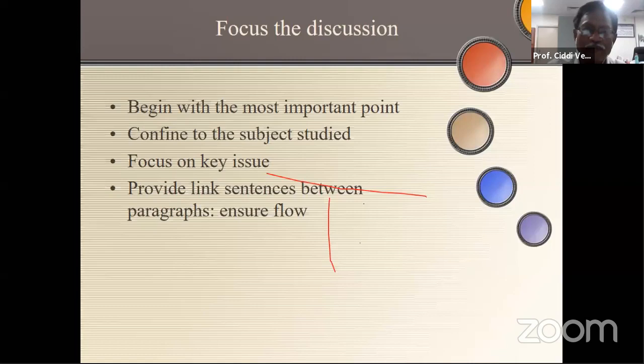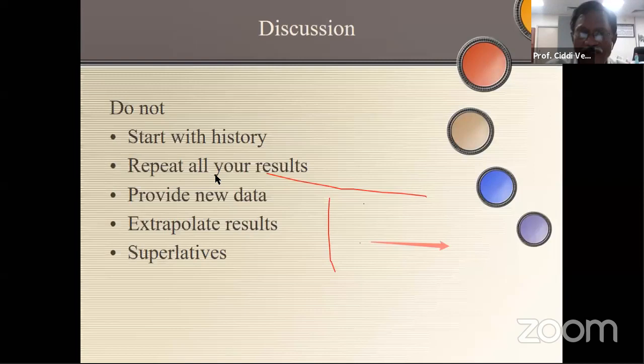Don't start with the history. Don't repeat all your results. Don't provide new data. Don't extrapolate relatives. Don't use superlatives, like saying my results are superior over the other existing results. This is not the right way of doing the discussion.